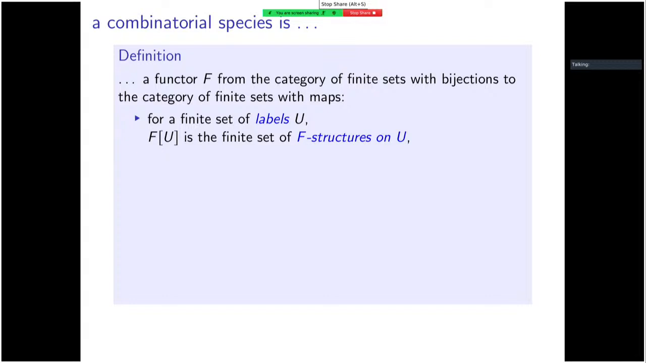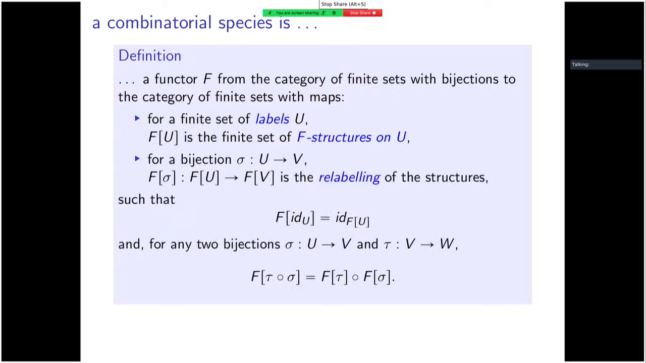Given a finite set of labels U, F[U] is the finite set of F-structures on U. And for a bijection sigma from some finite set U to some other finite set V, F[sigma] from F[U] to F[V] is the relabeling of structures. This relabeling has to satisfy two properties.